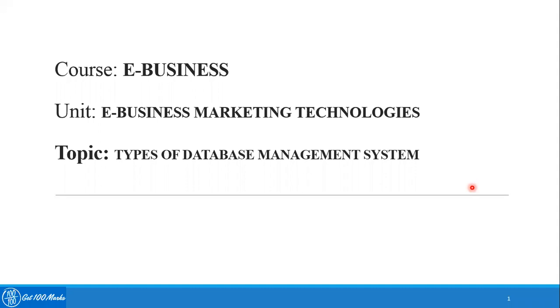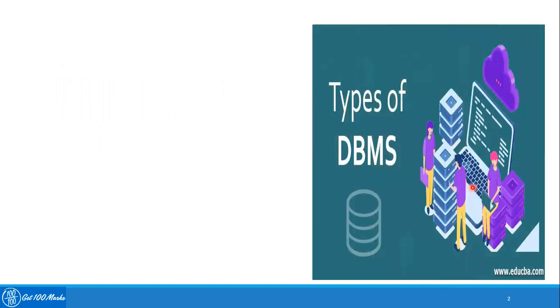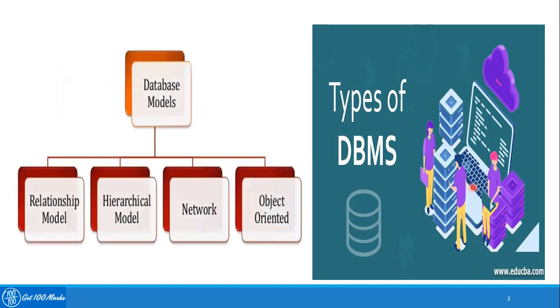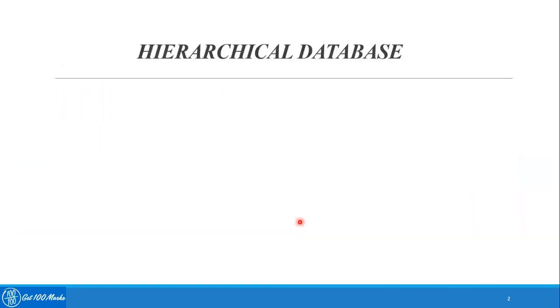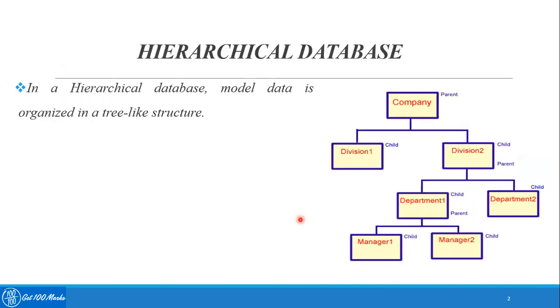In today's class, we are going to discuss types of database management system. Now, let's see what are the different types of database management systems available. From the diagram, you can see we have relational database model, hierarchical database model, network database model, and object-oriented database model. Now let's see every database model in detail.